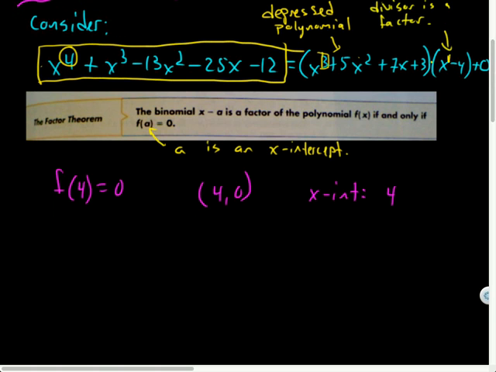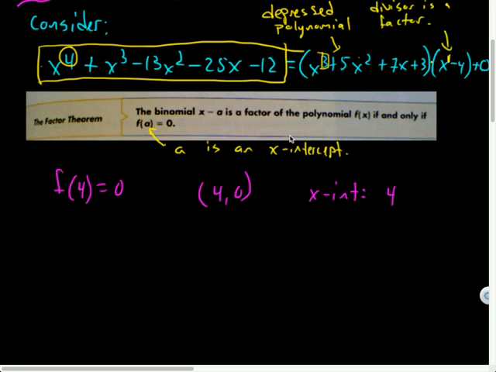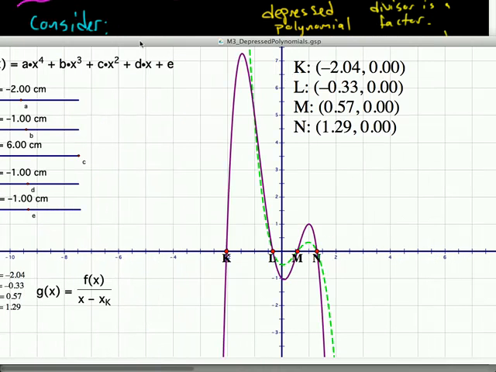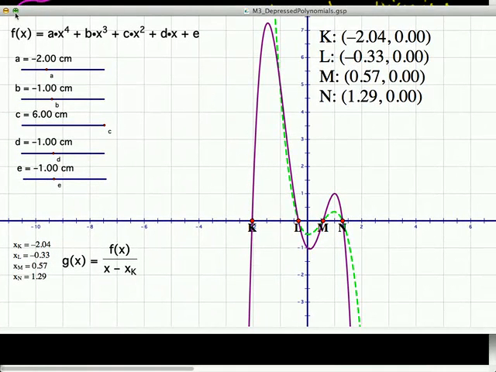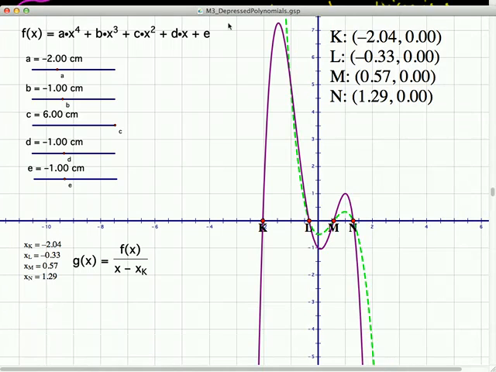Let's see, open. Where's my depressed polynomial file? Nope, that's not what I meant to do. Here we are. I made one of these last quarter. Let's see, Math 3. Where's my depressed polynomial file? Here we are. Aha. Okay. So this is a crazy looking visual representation of this. Let me full screen this.